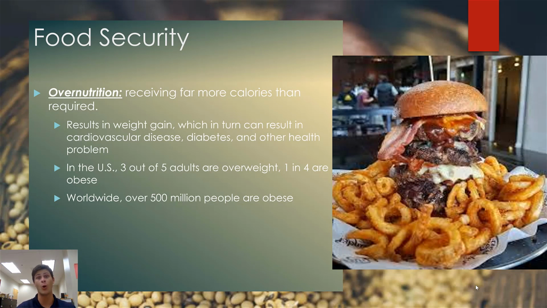Overnutrition also leads to a host of serious health problems, things like cardiovascular disease if you get too many fats in your diet and too high of cholesterol, diabetes if you just simply have too much body weight, and other health problems. And in the US, 3 out of 5 people are overweight and 1 in 4 are actually obese. And worldwide, over 500 million people are obese, most of which are going to be in developed countries. Again, just because we're not starving doesn't mean these conditions don't have a whole host of other problems. There are also serious problems associated with overnutrition that can adversely affect our health.